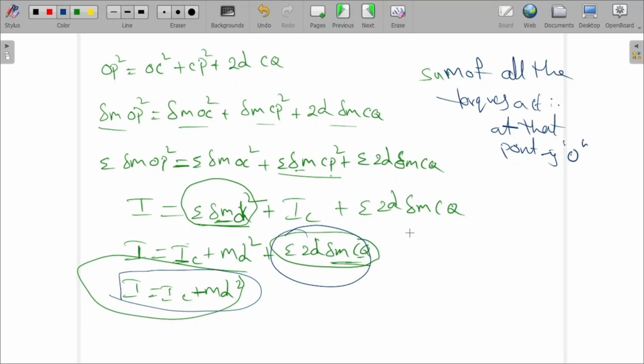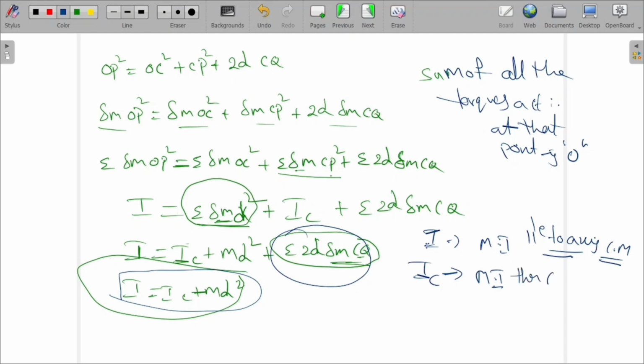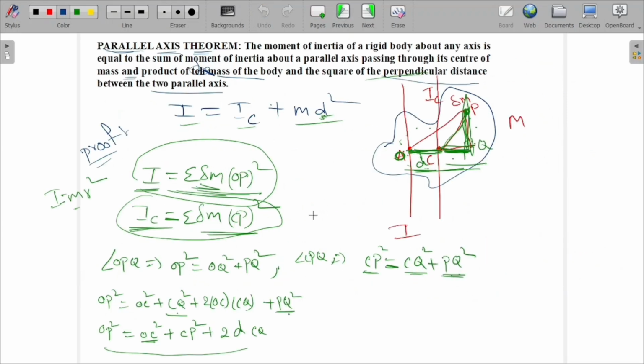So here what is meant by I? I is nothing but the moment of inertia about an axis which is parallel to the axis through the center of mass. So now what about IC? IC is nothing but the moment of inertia about an axis passing through the center of mass. So I and IC, and D is the perpendicular distance between these two parallel axes.